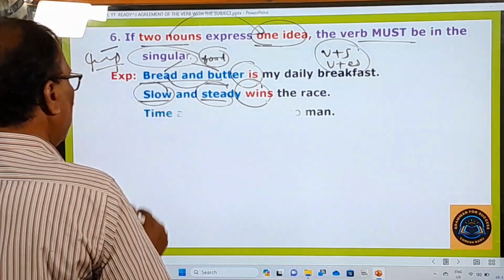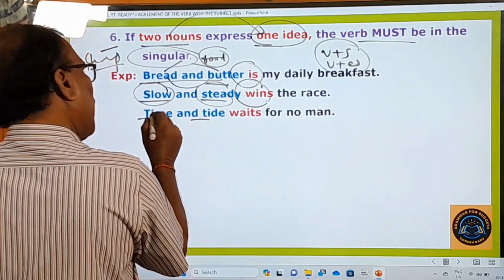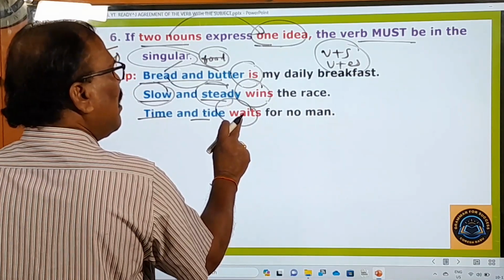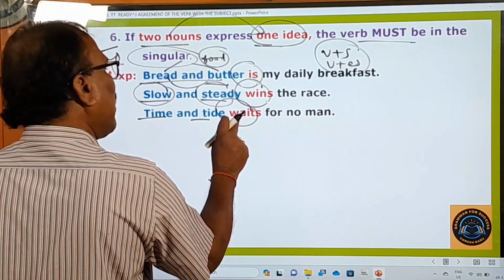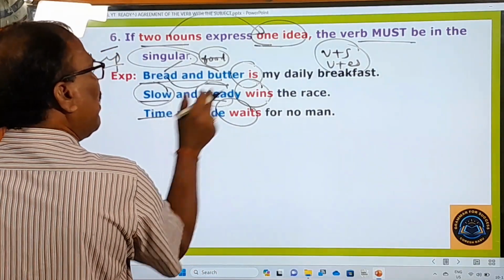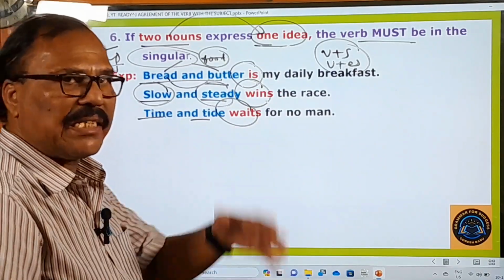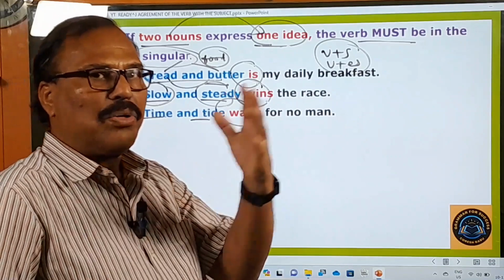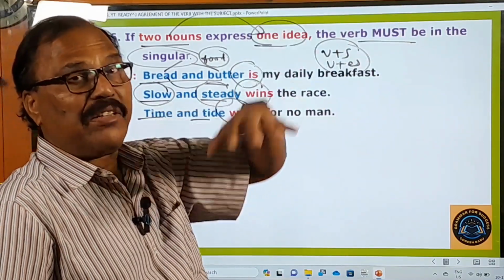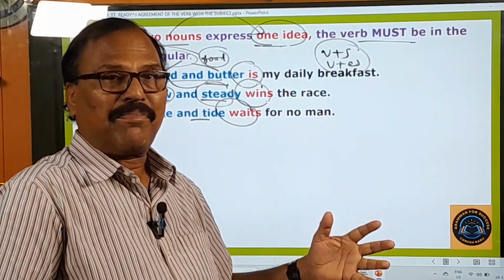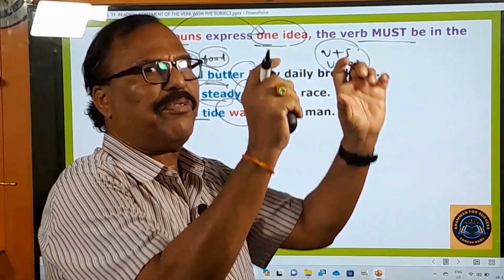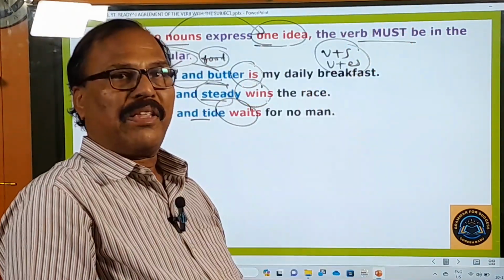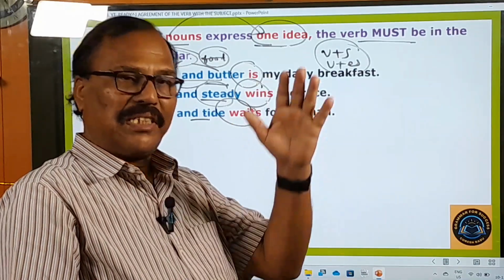And next, time and tide waits for none. So here you are using the singular verb because these two things are conveying the same idea. Time is there. It does not stop for us. It does not wait for us. Similarly, tide is there. In the ocean, big tides will be coming, and these tides also don't wait for us. If you say, I want to take a snap of you, please wait, the tide doesn't wait for you. It will just fall down.